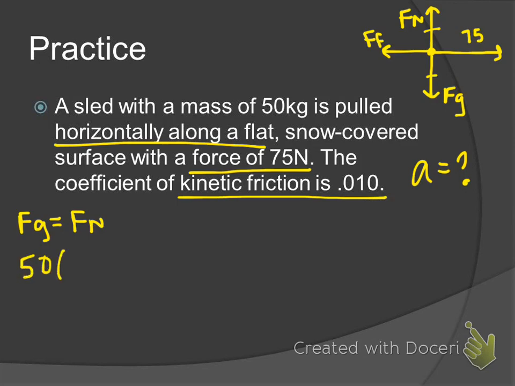So I'm going to take 50 times 9.8. And I think I get, what, 490, something like that? Why don't you check my math on that? Okay. 490 newtons. Okay, so now I know gravity is 490. I know that my normal force is 490. So I want to find my horizontal acceleration. So now I need to set up my net force equation.